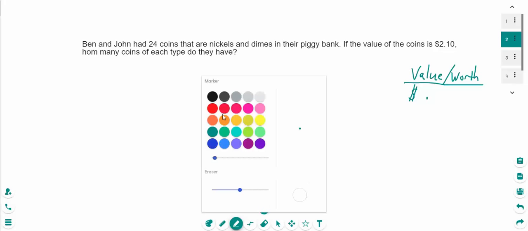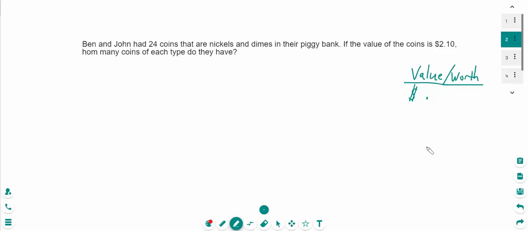And then the second equation is going to deal with the count, or you might say the number of coins. All right? So the first one is dealing with the value of the coins. The second one is dealing with the number or the count of the coins. And so keep this in mind. If you can remember this, this will make these problems a little bit easier.